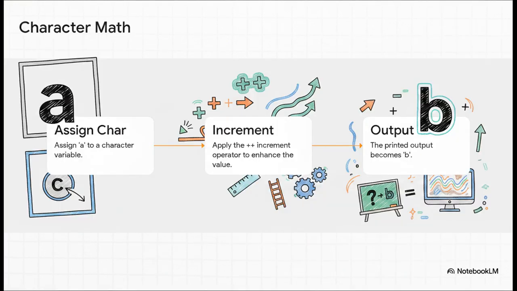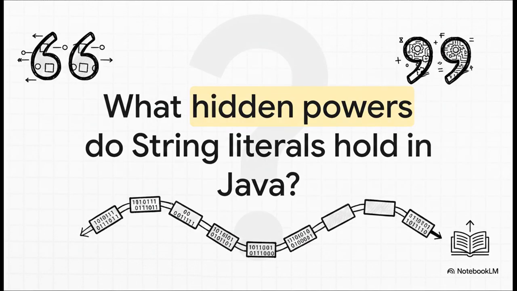Let's actually trace this out step by step. Say we assign the literal lowercase a to a char variable. Then we apply the ++ increment operator to it. Because Java treats character literals as their underlying integer values in the Unicode table, applying a mathematical operator literally increments the letter itself. Print it out, and the output is a lowercase b. It is literal character math. How cool is that?